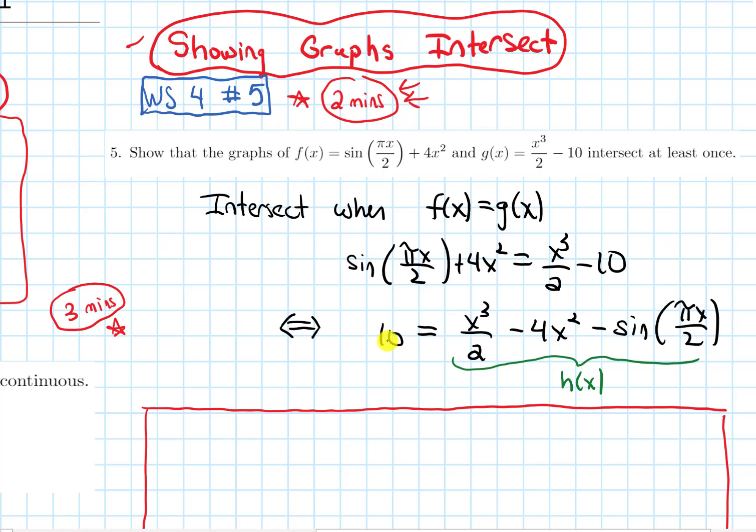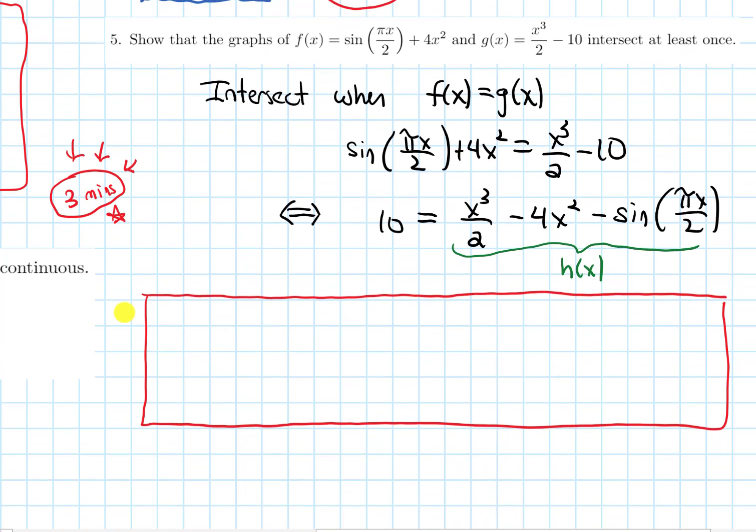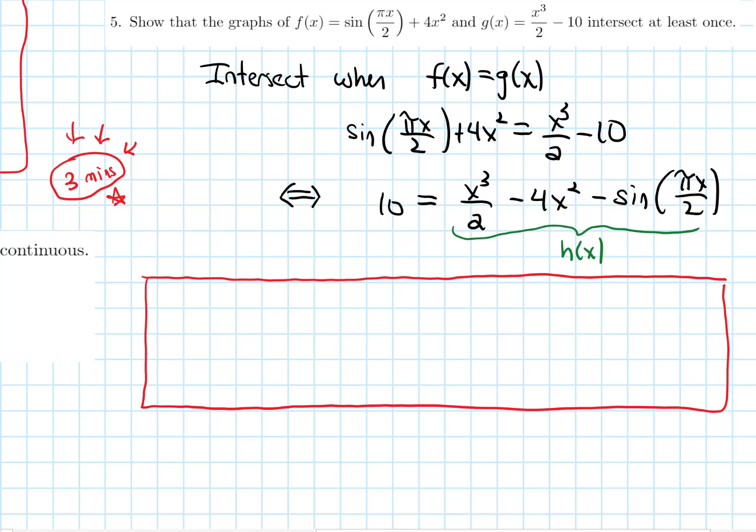Now that we've set it up, I think it's a little bit easier now from how we had it before. I want you to pause the video for 3 minutes and see if you can proceed from here. 4, 3, 2, 1. Pause it for 3 minutes and see if you can try it from here and figure out, well, what is the key idea that we use and solve this problem?